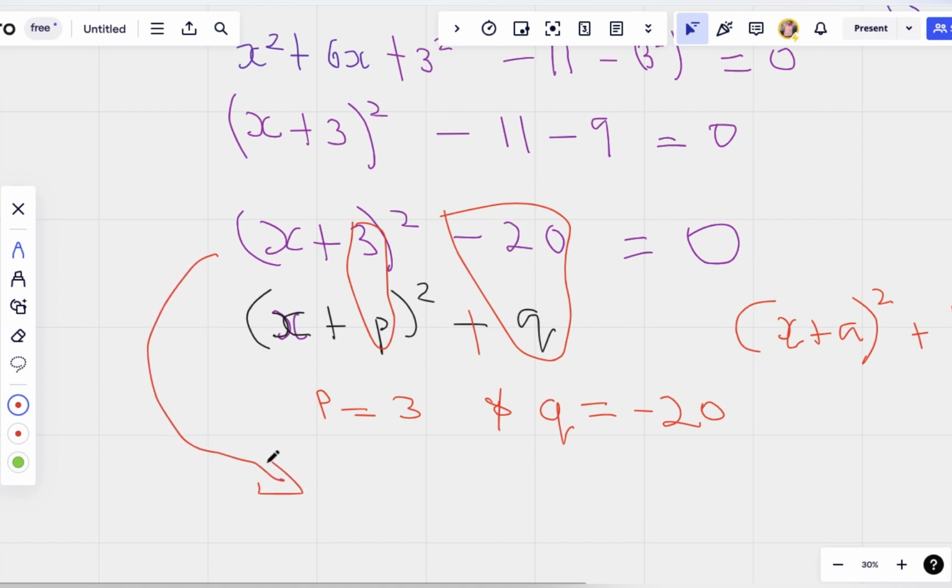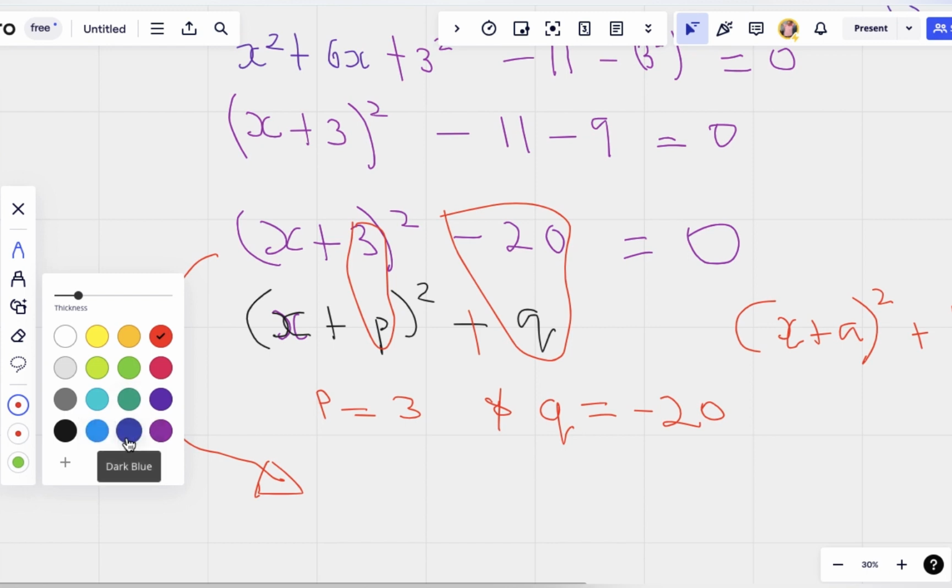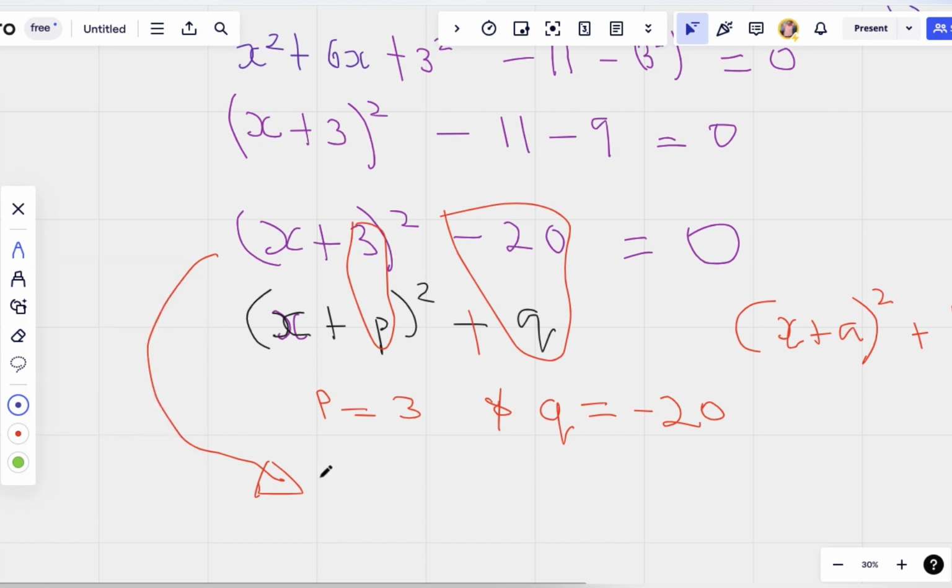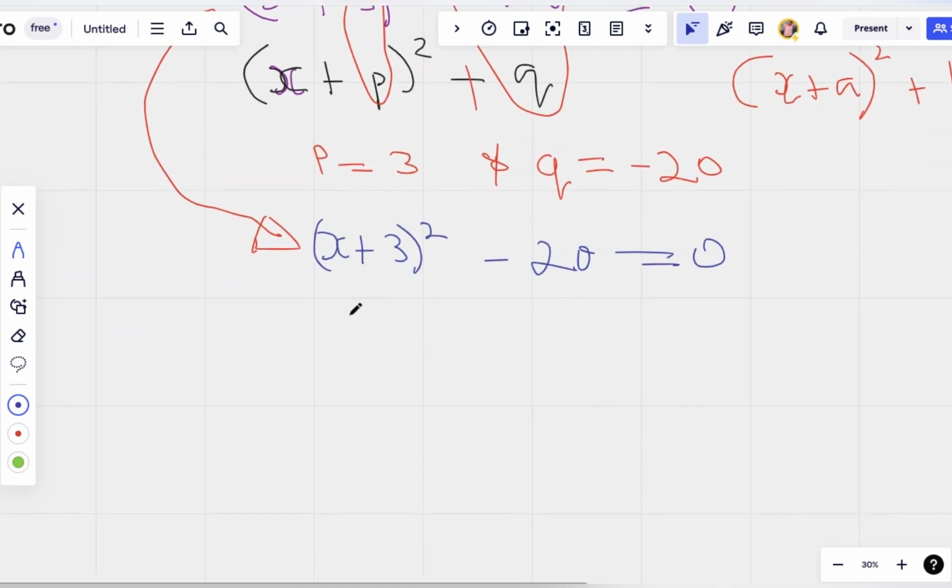To continue this equation, solve it and get the two values of x. Now, in doing that, we quickly resume our work. We say x plus 3 in one bracket squared minus 20 equal to 0, right? So we move the negative 20 to the right.